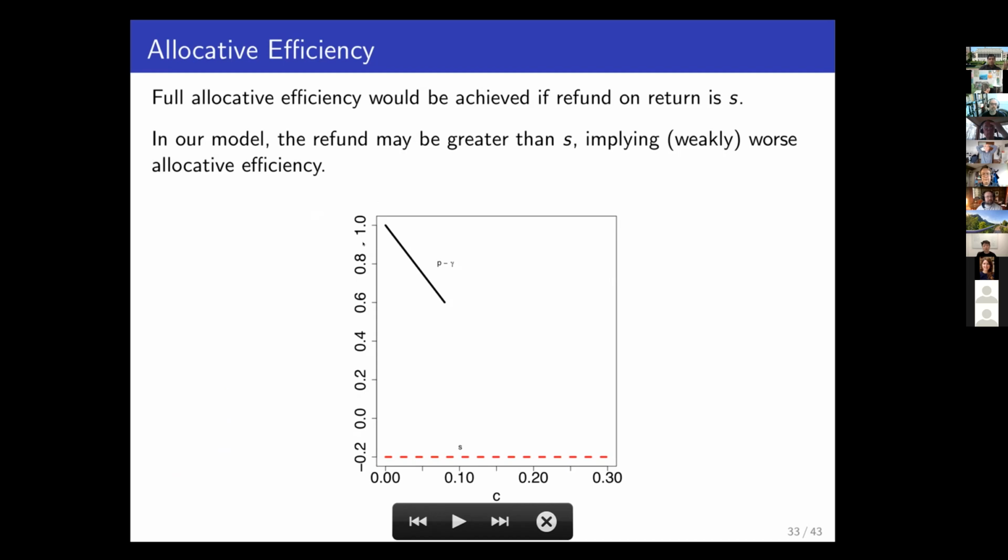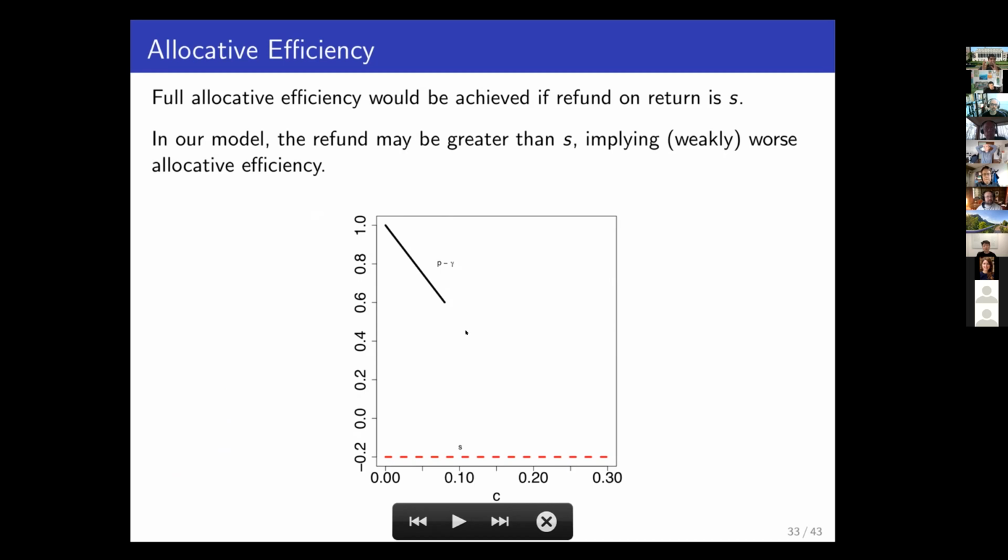But in our model, the refund actually may be greater than S when it's there. So this implies worse allocative efficiencies. Again, I don't think it's super surprising, but good to see that you're getting that return policies are too liberal, in the sense that it is hurting allocative efficiency.